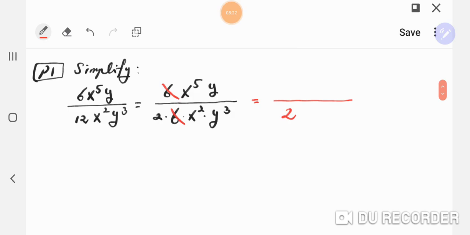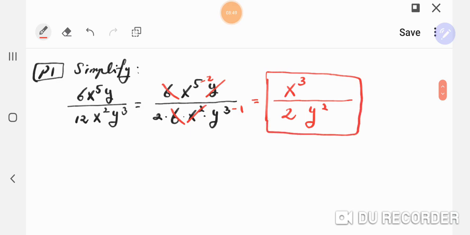How about x? There are 2 x's in the denominator, 5 x's in the numerator. So we can remove 2 x's from each side. So x to the 3rd power. Y, you have 1 y in the numerator. So we can get rid of 1 y from the denominator. Then the denominator will be y squared. So this is the solution. Did you get this? Good.